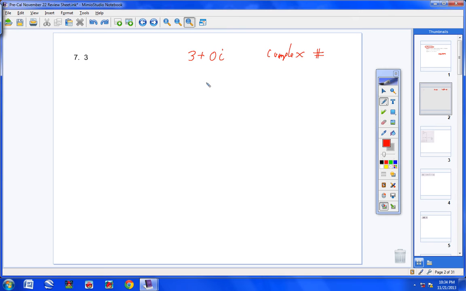Okay? Now, we're going to graph this on the complex system. So here we go. This is my real number axis, and this is my imaginary number axis. So 3 plus 0i is really, students, the same thing as 3 comma 0. You go over 3 and you go up and down 0. So this complex number graphed would be this point right here. It's that easy.